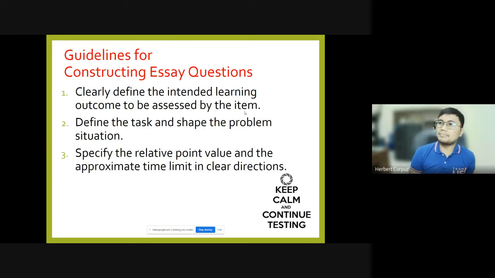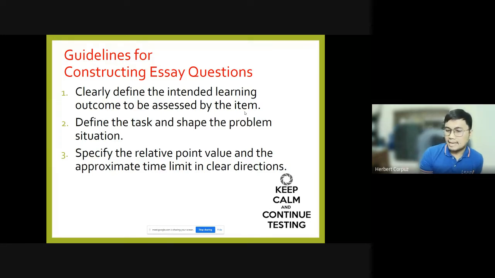Siguro kung merong isang napakahalagang konsepto o napakahalagang nilalamang pagkatuto sa inyong talakayan na gusto mong makakuha ng malalimang pag-unawa o malalimang pagpapaliwanag mula sa mga estudyante, gagamit ka ng essay. At kung wala kang ibang paraan para ma-convert ito sa objective test type, gumamit ka na lang ng essay. So, make sure, ito yung sabi natin instructional alignment, that learning outcomes should be our basis in making use of essay types of tests for our students.